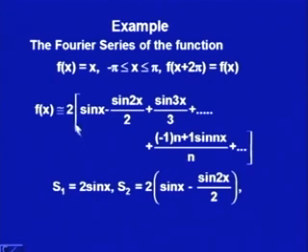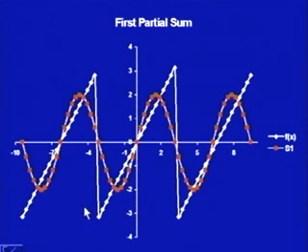So, first term 2 sin x, second term 2 sin x minus sin 2x by 2 and so on. Now, with the first partial sum, this is our function. From minus pi to plus pi, it is x. Then it is periodic. So, when we are reaching from minus pi to plus pi, this is the function. So, when I take it again, it should start from here.